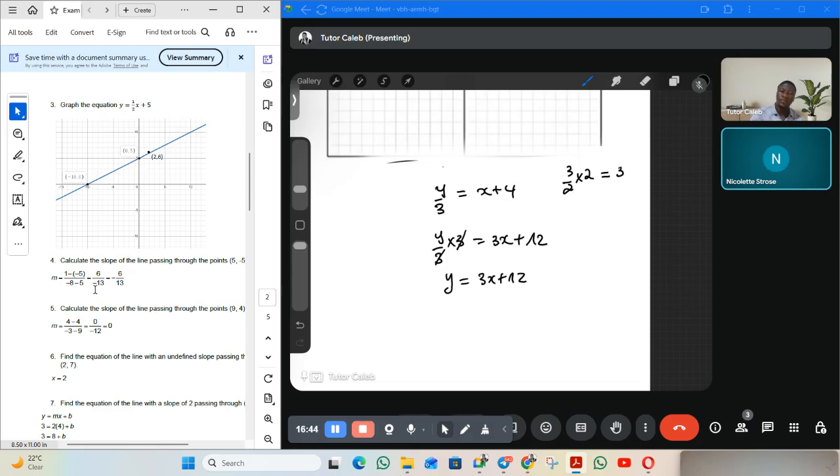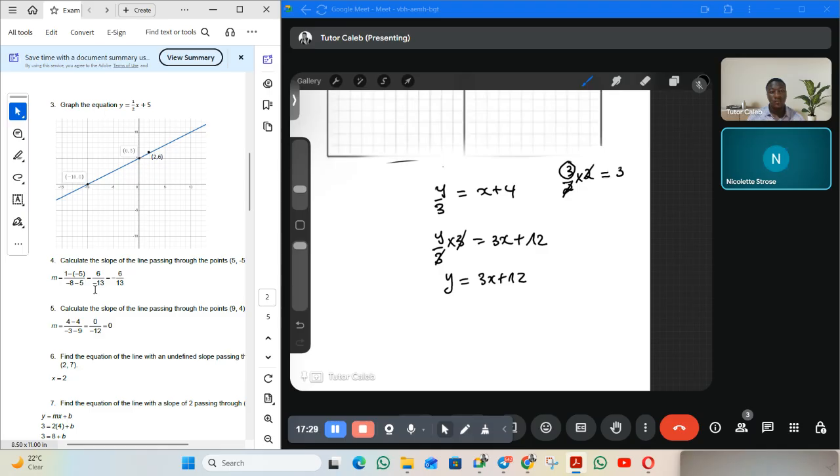You said 3 divided by 2 times what? Times 2. I got 3 for that. You see, you obtain the answer. The answer you get is this 3. So that means this 2 has cancelled with this 2, and you're left with the 3 in the numerator.